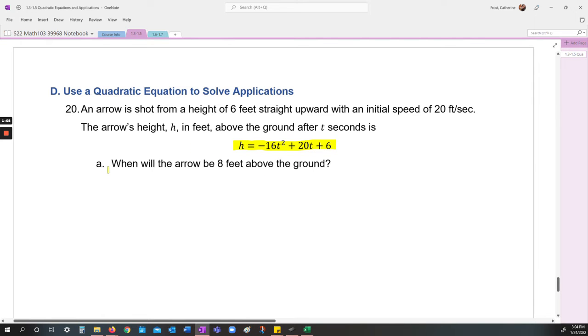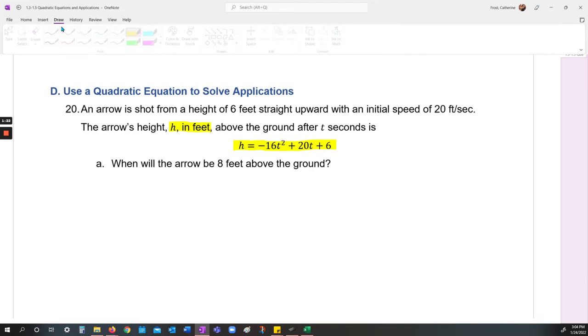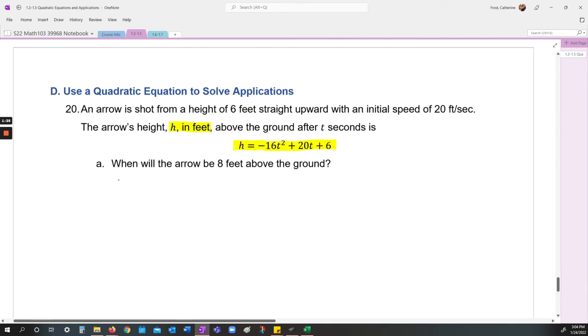Anyway, part A, when will the arrow be 8 feet above the ground? So 8 feet above the ground, feet is the height. So it's telling us the height, and it's asking when. When means time. So it's asking what is the value of t, the time, when h equals 8. So we're going to have to solve an equation.